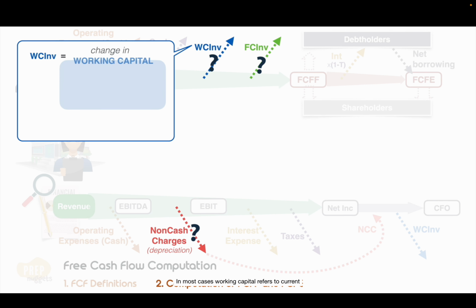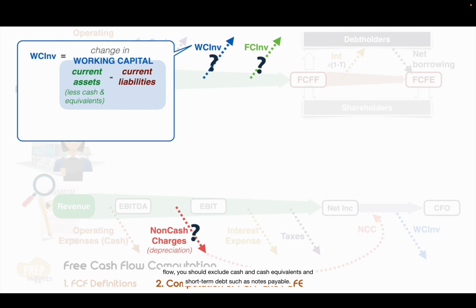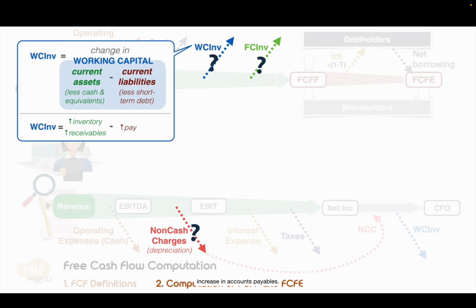In most cases, working capital refers to current assets minus current liabilities. However, for the purpose of calculating free cash flow, you should exclude cash and cash equivalents and short-term debt such as notes payable. Another way of looking at this is that working capital investments is the increase in inventory plus the increase in accounts receivables minus the increase in accounts payables.